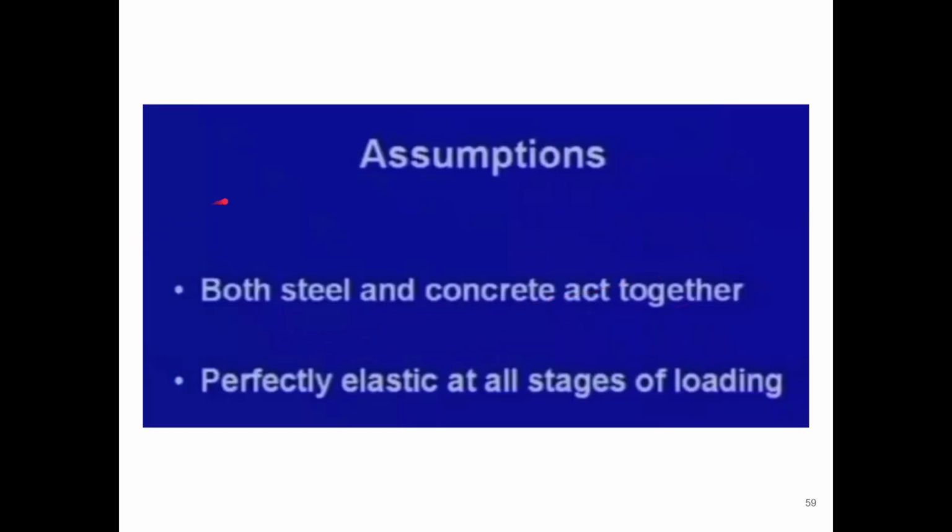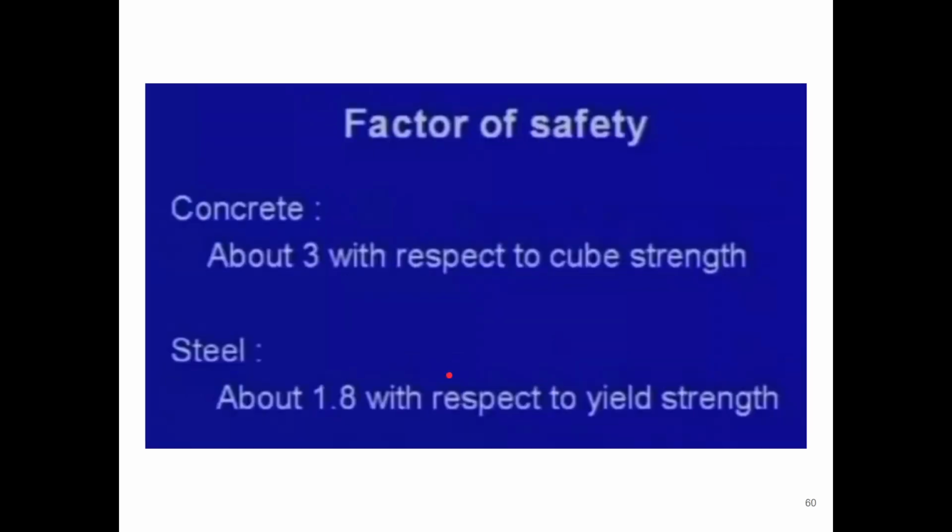So in this method, the working stress method, there are a few assumptions. One is both steel and concrete will act together. And secondly, it will be perfectly elastic at all stages of loading, so we will consider the E value as constant for all the stages of loading. And apart from that, the factor of safety in concrete was taken to be 3.